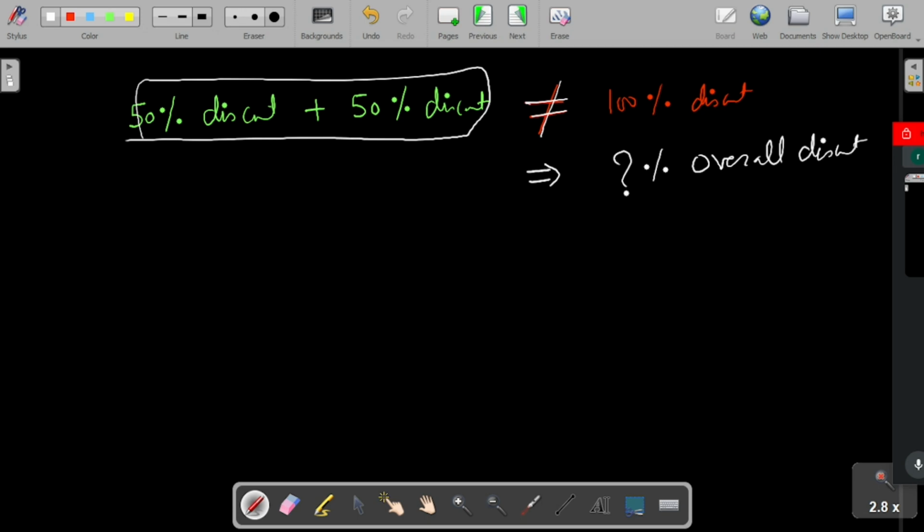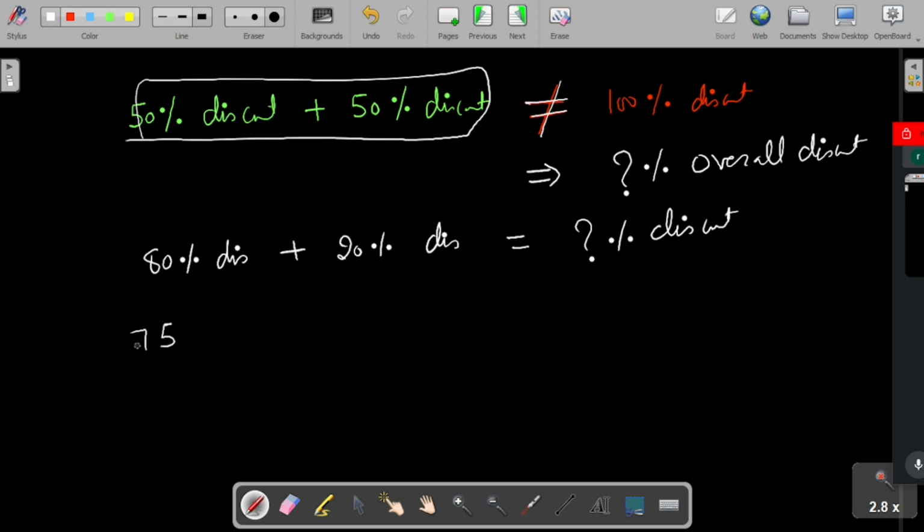How can we find it? Someone is saying 50% discount plus 50% discount is not equal to 100% discount. That's okay, fine. But what's the equivalent discount? What is the equivalent percentage? Are you getting my question? Someone says 80% discount plus 20% discount, any combination. So I want to know what's the equivalent percent discount. Are you getting my point? For example, you are saying 75% discount plus 50% discount. So what's the equivalent discount? I want to know, that's the question. How can we get it? This question has been asked, and all this discussion from starting to end will link to your question.